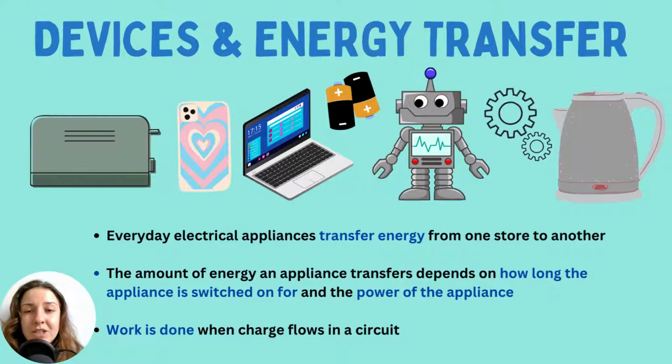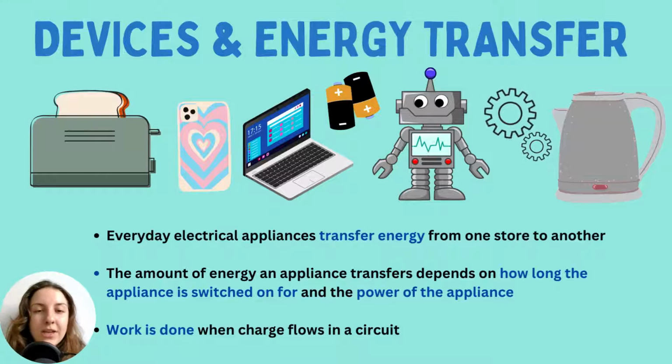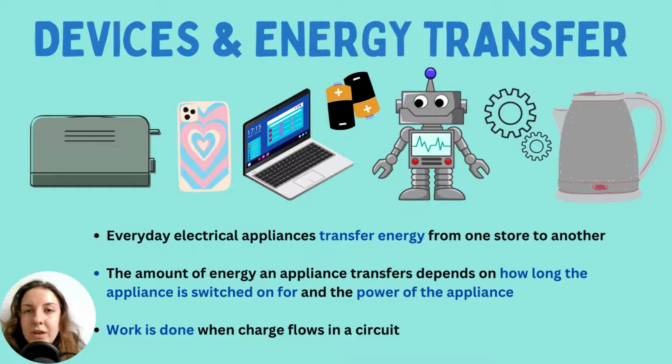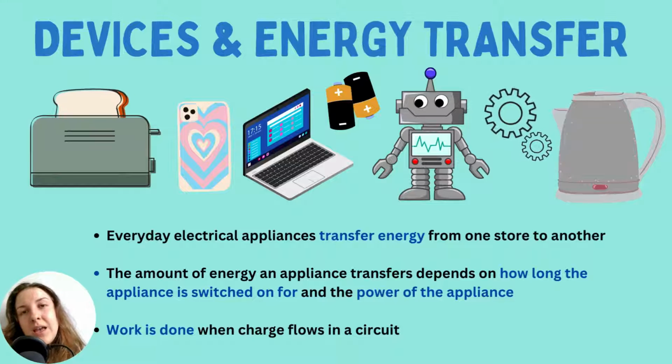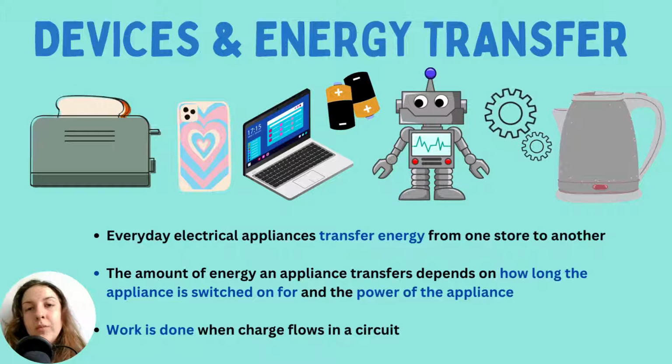So essentially, devices in the home will actually transfer energy from one store to another, whether that's chemical energy into kinetic energy, or whether that's electrical energy into thermal energy. Remember, we can't create or destroy energy. We can only transfer it from one store to another. However, some appliances are actually very inefficient. They will actually release energy in a wasted form, in a wasted store.